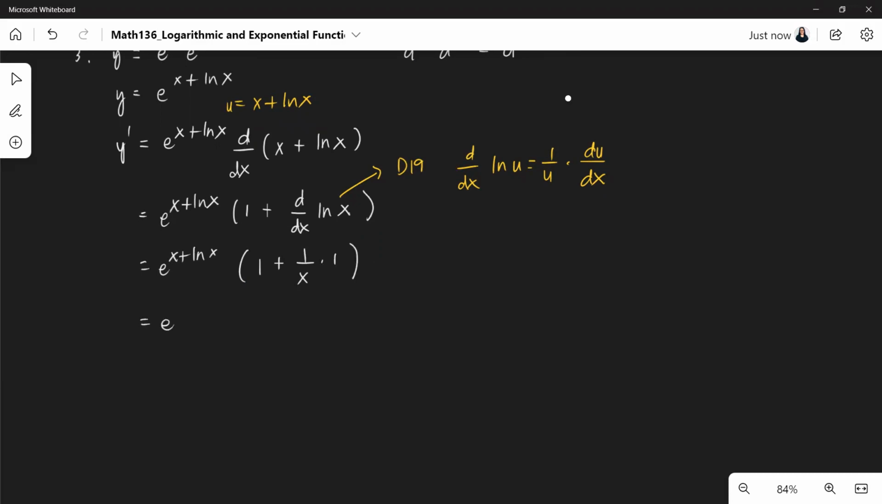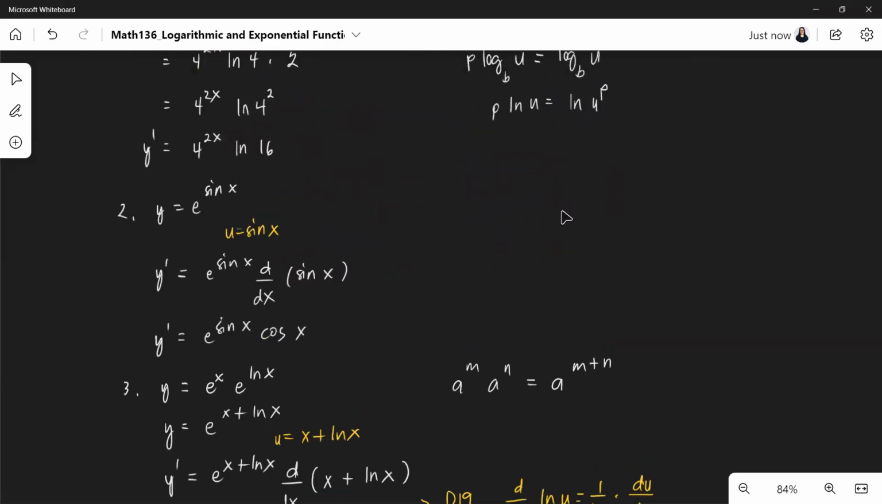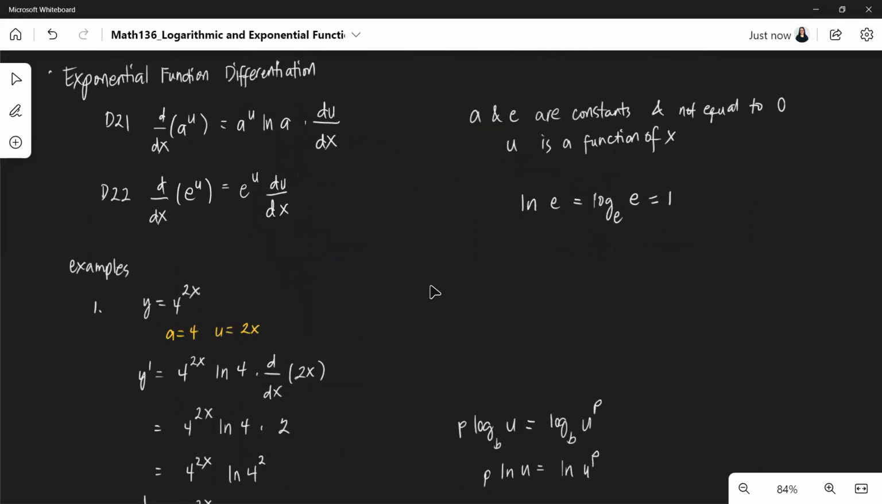Or that's e raised to the power of x plus ln x, and then you multiply it to 1 plus 1 over x. So you can have this as the final answer, or you can also combine 1 and 1 over x to make it into just a single fraction, or it's not necessary actually. So you can have this as your final answer. All right, so that's for the exponentiation function differentiation.